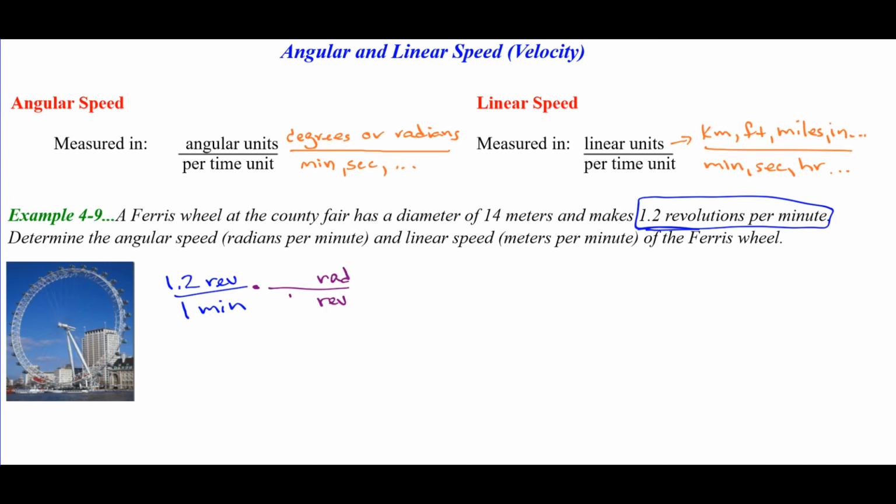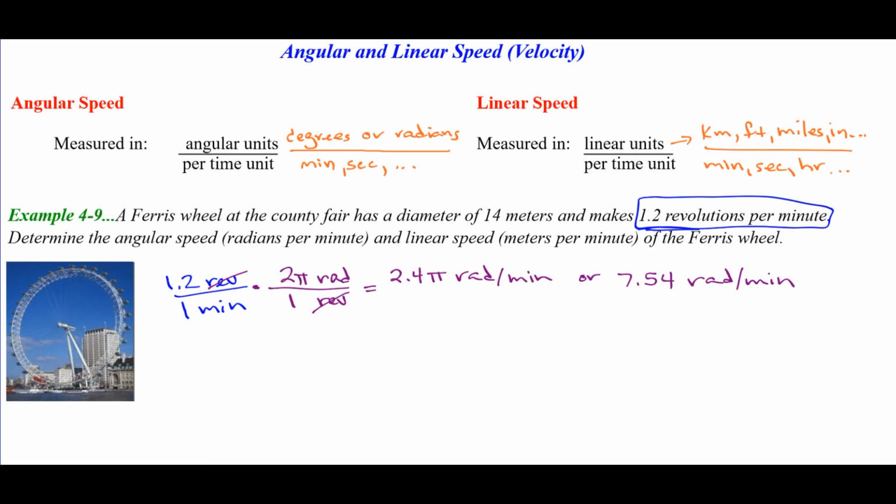So 1 revolution is a complete circle. 1 time around a circle in radians is 2 pi. So 2 pi radians is the same as 1 revolution. Then I can cancel the revolutions. And then we've got 2.4 pi radians per minute. If we multiply this out, we would get approximately 7.54 radians per minute.